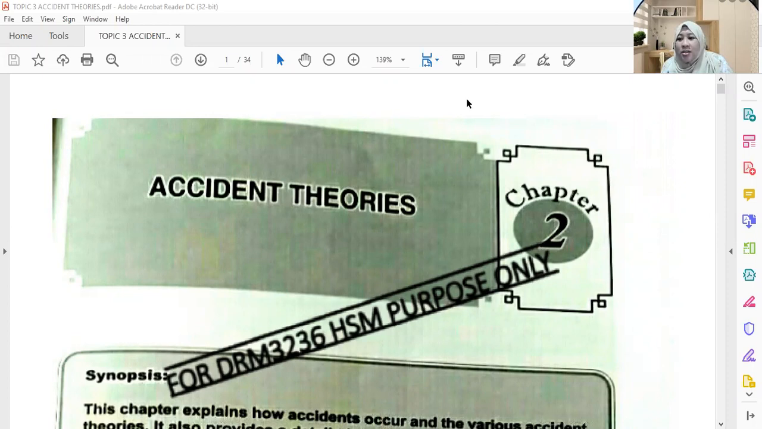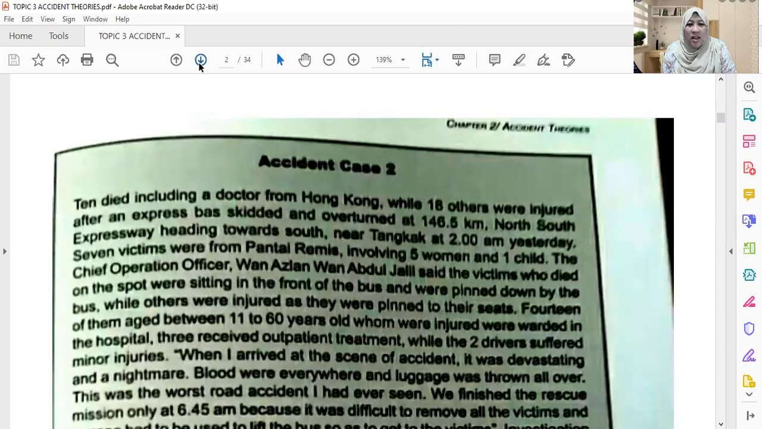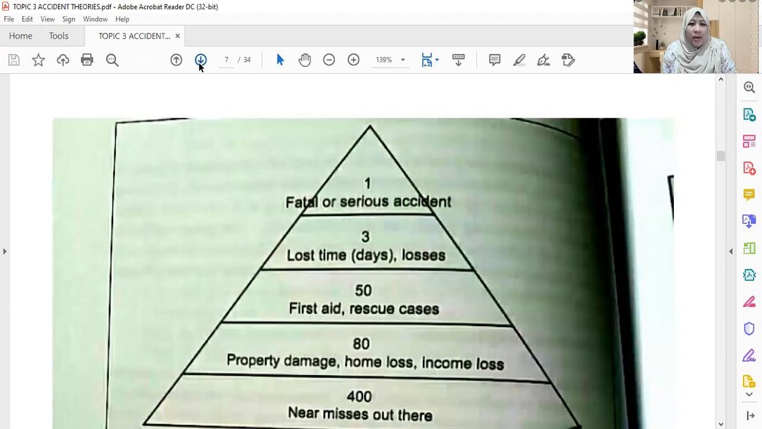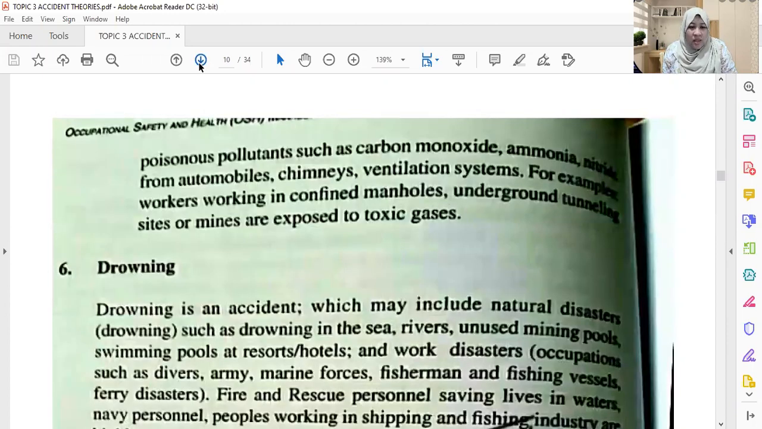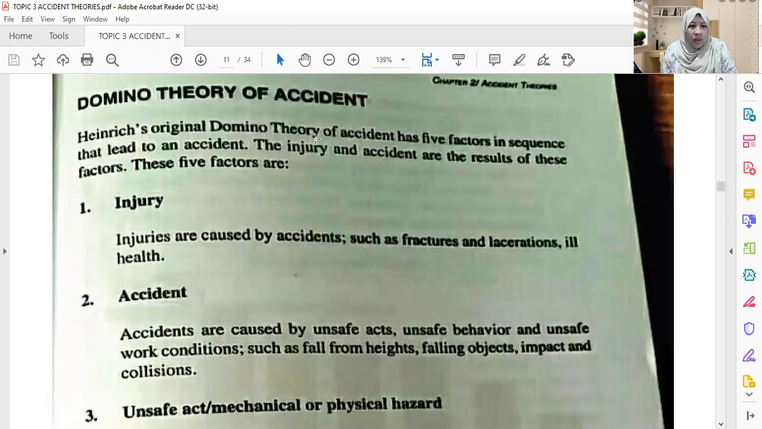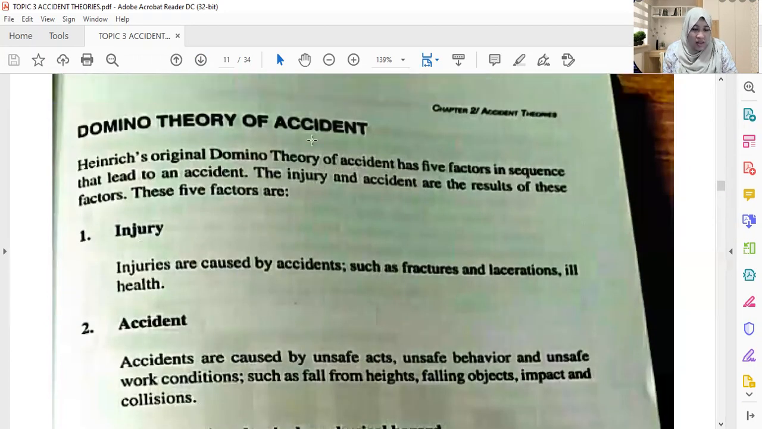Okay, so as in the previous class, if you still remember, we are at page 11. We are still in topic 3, and we are already on page 11, which goes to the domino theory of accident.